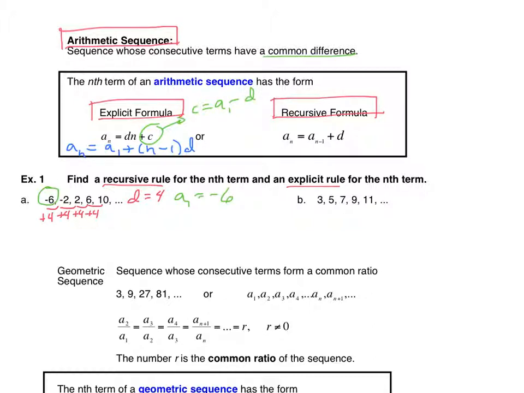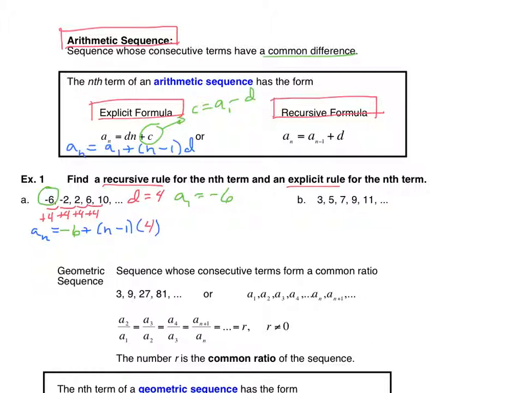So I'm going to use the second formula. So I've got A sub n is equal to my negative 6 plus n minus 1. And then I always put my common difference in parentheses. If you don't get in that habit, when your common difference is negative, it's going to look like a subtraction problem. And then you need to simplify.